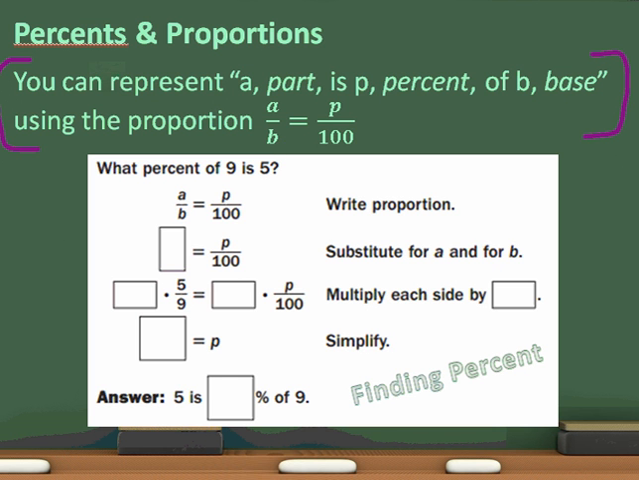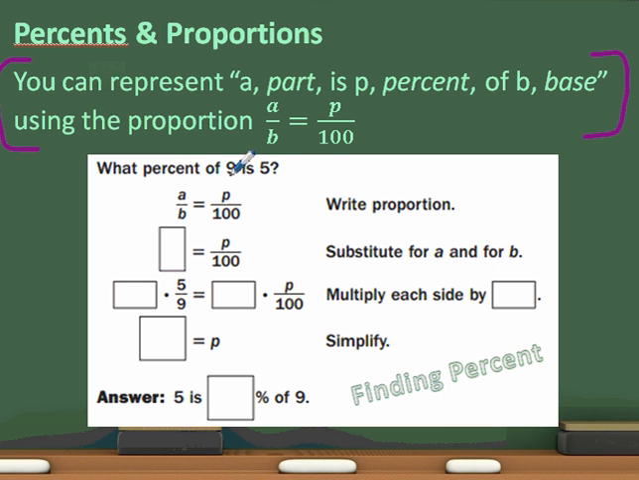What it says is you can represent A, which is a part, is P, which is the percent of B, also known as base, using the proportion of A over B equals P over 100. So part over base, sometimes we call the base whole, so part over whole equals the percent over 100. So let's see. We have the proportion.